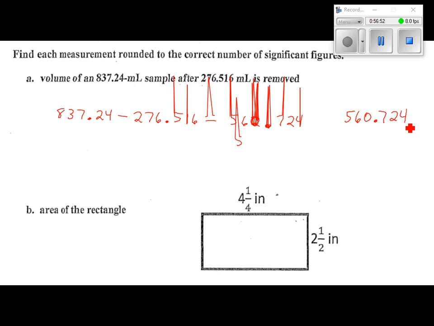Now we're subtracting here. We want to round it off using the correct number of significant figures. What do they tell us in the subtraction rule? Addition, subtraction, what did it say? It says the answer cannot have more digits to the right of the decimal than either of the original numbers. How many places to the right of this decimal? So what should we round this one off to? 2. What's that 4 tell us to do to the 2? So our answer is 560.72.